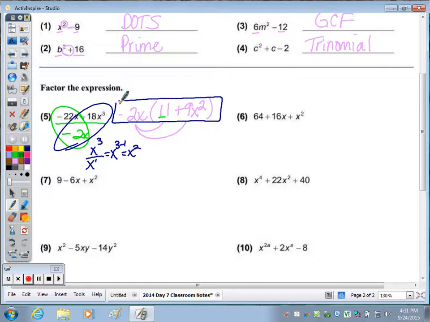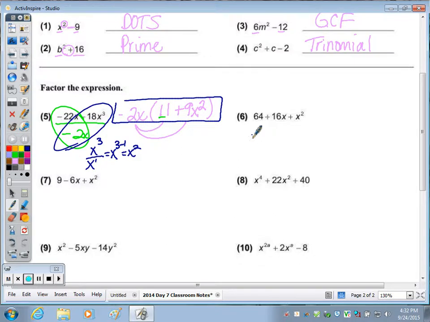In number 6, there is no GCF. Number 7, there is no GCF. Number 8, and looking through the rest of the sheet, I do not see any questions with a greatest common factor. Numerically, no common factor, and also with each term in the expression, I do not see a common variable.